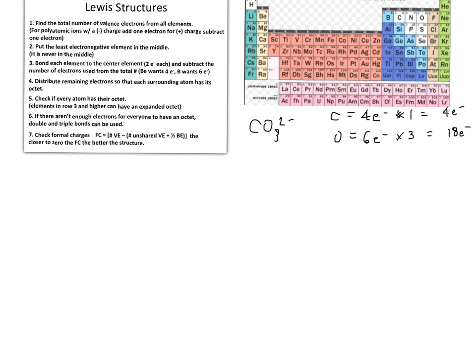Now, we don't care about the individual atoms, we care about the total molecule, so we're going to sum the total number of electrons that we have coming from each atom. So 18 plus 4 is going to give us 22 electrons.